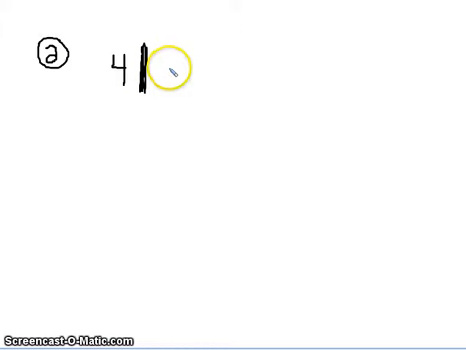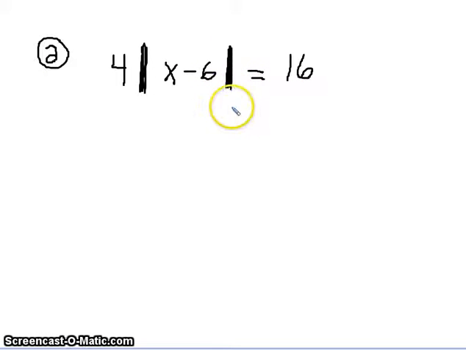Problem number 2 has a 4 in the front of the absolute value bars. So here's my 4 times the absolute value of x minus 6, and then it is equal to 16. I can't find two equations yet because I don't have my absolute value bars isolated. And we cannot distribute to absolute value. We treat it almost like a variable itself. So to isolate that absolute value, we have to divide both sides by 4.